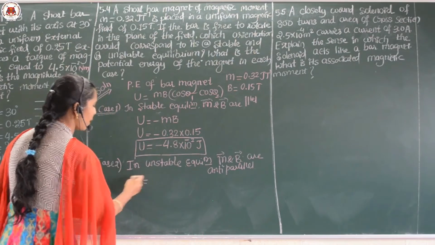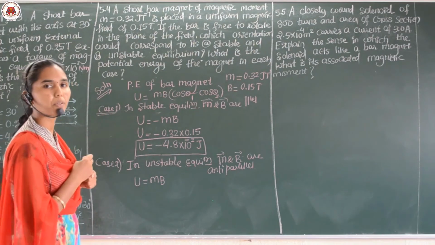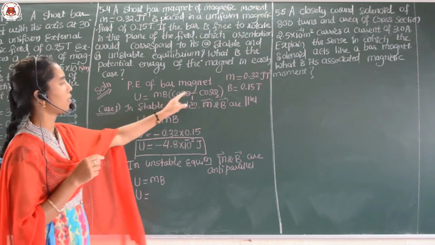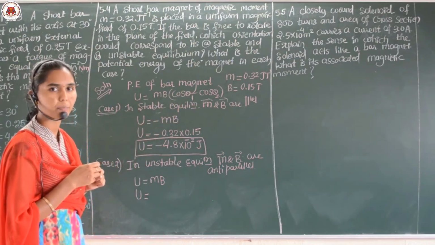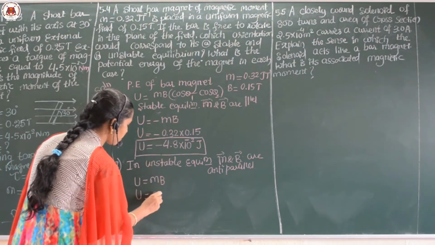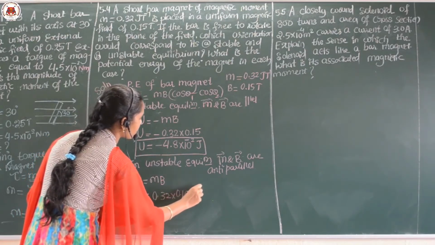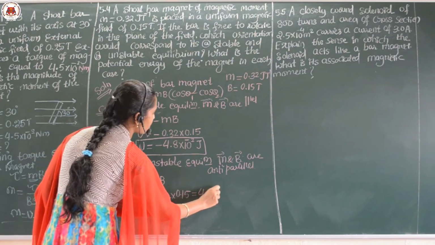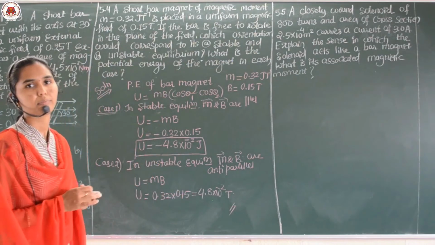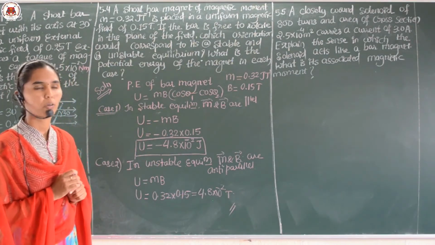If both are anti-parallel, then my formula becomes U is equal to mB only, because the angle will change here, theta 1 and theta 2 will be changing. Again the same data you can substitute, 0.32 into 0.15, then it is nothing but 4.8 into 10 raised to minus 2 joules. This is the answer. Is that clear?